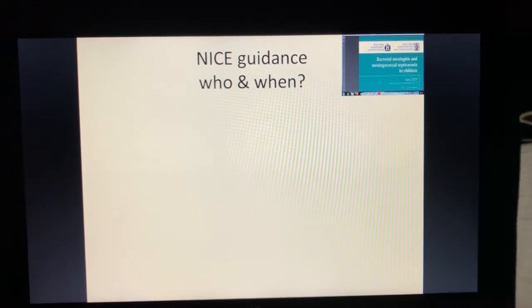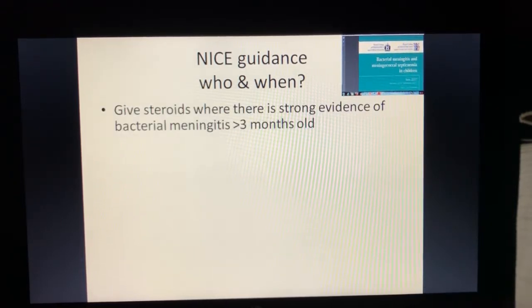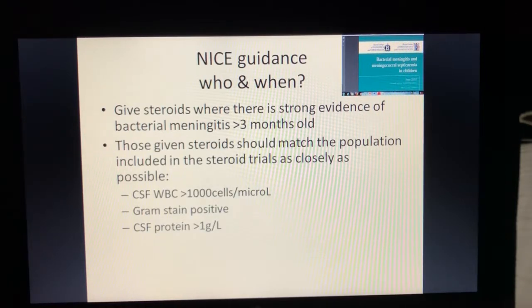So what does NICE say? It suggests that steroids could be used when there's strong evidence of bacterial meningitis, but only in the over 3-month age group. Now, ideally, the steroid should be given in the population that matches those that were treated in these trials. So that's children whose CSF white cell count is more than 1,000, who are gram stain positive and have CSF protein more than a gram per litre.